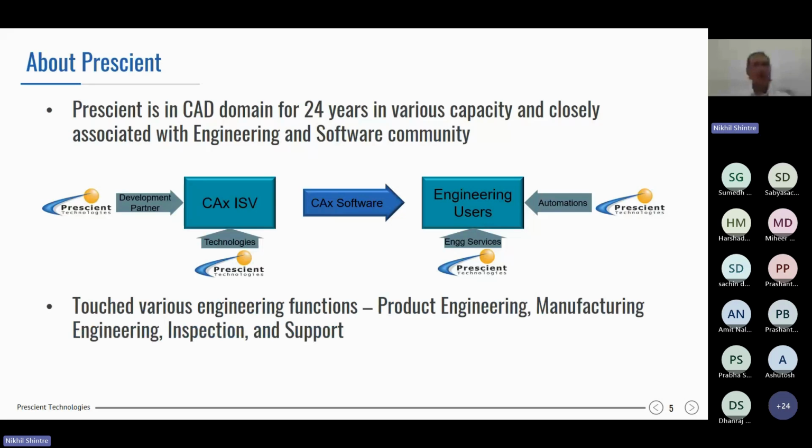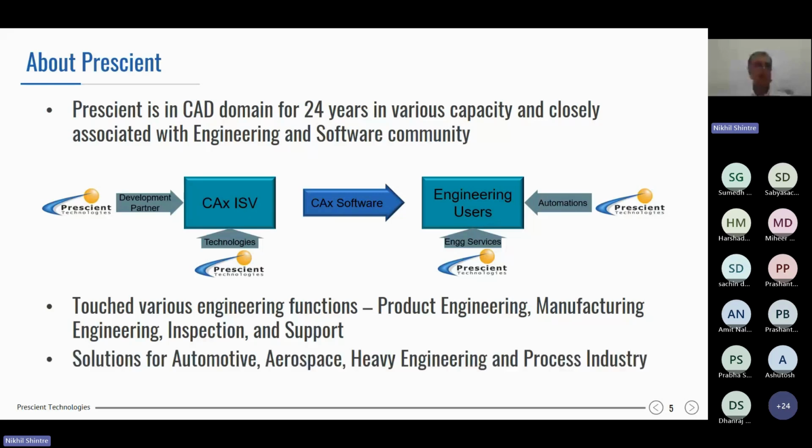Through these years, we have touched various engineering functions like product engineering, where the actual product definition takes place, manufacturing engineering, manufacturing planning, inspection, support, and many such activities. So that broadens our overall perspective, not just related to CAD, but even various facets of the overall CAx ecosystem. And we have provided solutions for various domains like automotive, aerospace, heavy engineering, process industry. So with that, we have gained a much broader view of where things are going and how they are required.